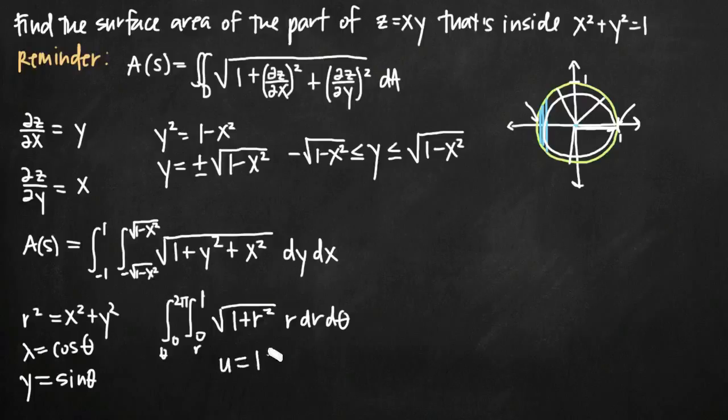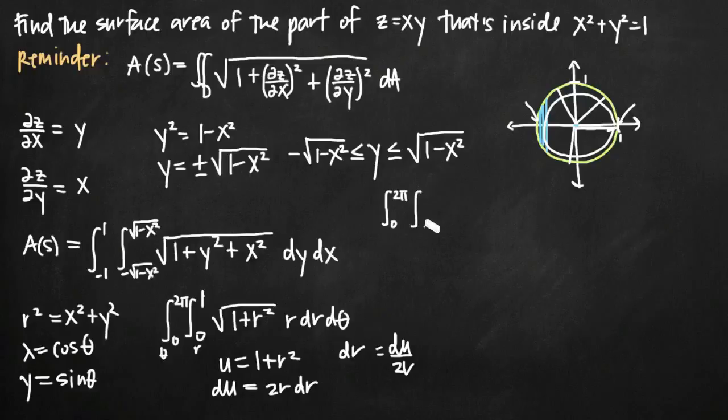We'll set u equal to 1 plus r squared. We'll take the derivative of u and get du. The derivative of 1 plus r squared will just be 2r, and we add dr there as always. We can solve this for dr by dividing both sides by 2r, and we see that dr is equal to du over 2r.